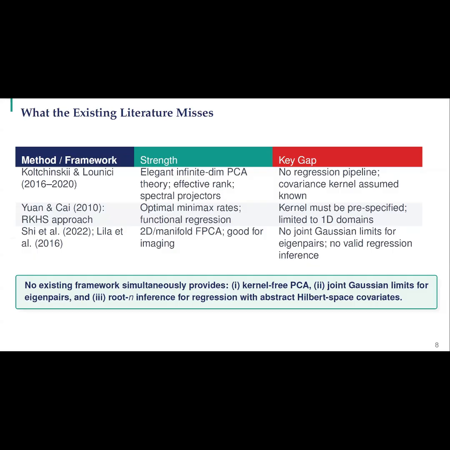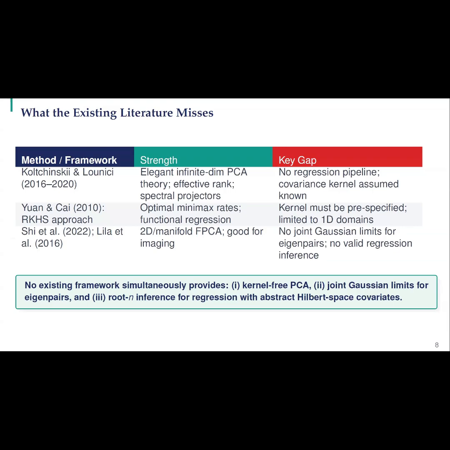There's good work by Yuan and Cai using reproducing kernel Hilbert spaces, and Shin et al. and Li et al., where they were able to obtain optimal minimax rates for functional regression. Now, these are not root n consistent, but they're clearly the minimax rate. But you don't get joint Gaussian limits for eigenpairs or valid regression inference in the root n setting. So we want to try to do all of those things.